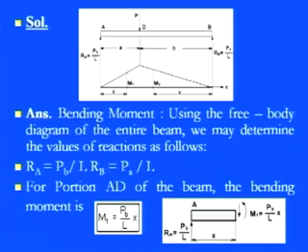So we have RA into x, or we can say that PB by L into x, which is nothing but the M1. Now look at this particular free body diagram. This RA acts in the upward direction, and due to the point load at B, it is acting in this direction.